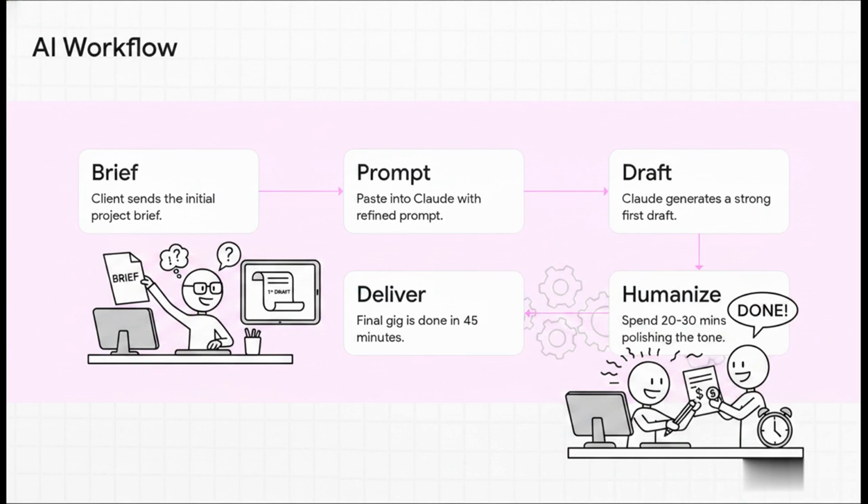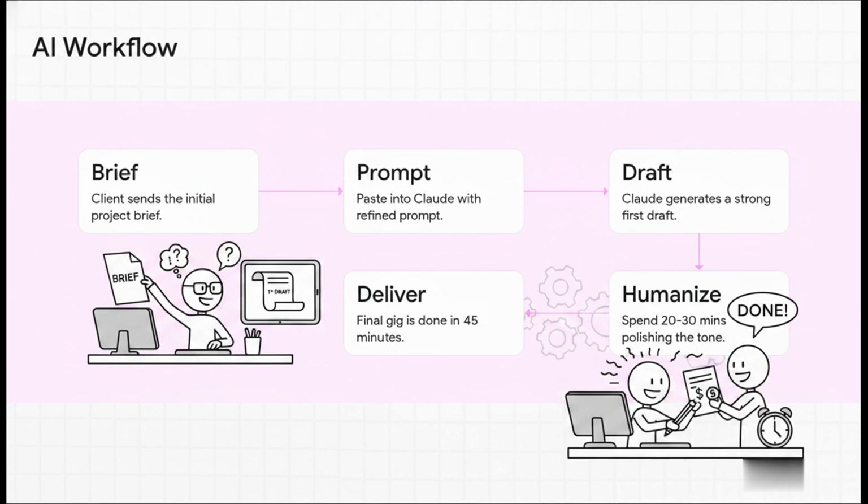When a client sends a brief, I paste it directly into Claude alongside a very specific prompt I'd refined over the previous 2 weeks. Claude generates a super strong first draft. Then I spend just 20 to 30 minutes humanizing the text, adding personality, checking facts, and polishing the tone. Then boom, it's done and delivered. This system meant I could complete a professional gig in under 45 minutes of real work.